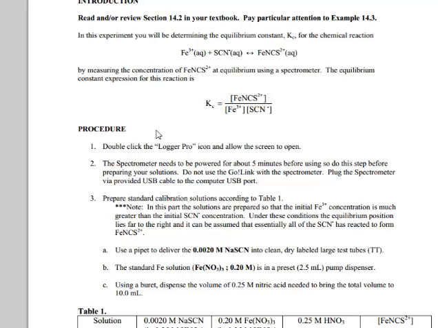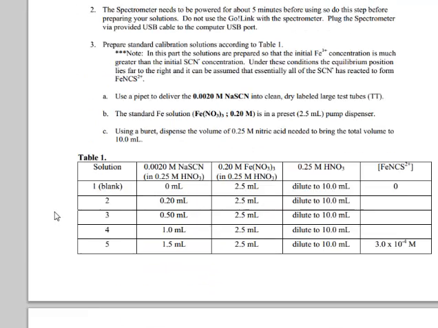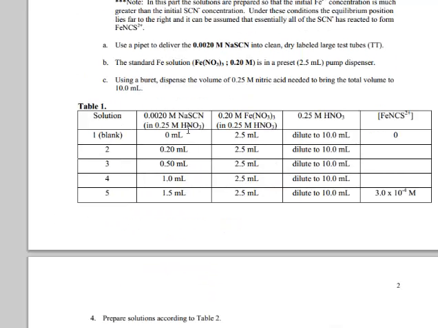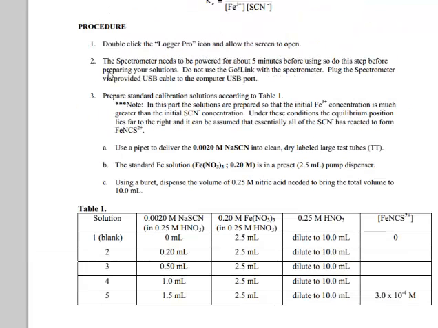So I have actually scrolled here in the beginning of the procedure. It tells you this. It's right here, number 3 under procedures. Prepare standard calibration curves, and it says in this part of the solution are prepared so that initial iron concentration is much greater than the initial SCN minus concentration. That's what we just calculated down here, right? We have a very low amount of SCN, a very large amount of iron 3 plus, and under these conditions, the equilibrium position lies far to the right, and it can be assumed that essentially all of the SCN minus has reacted to form iron thiocyanate.